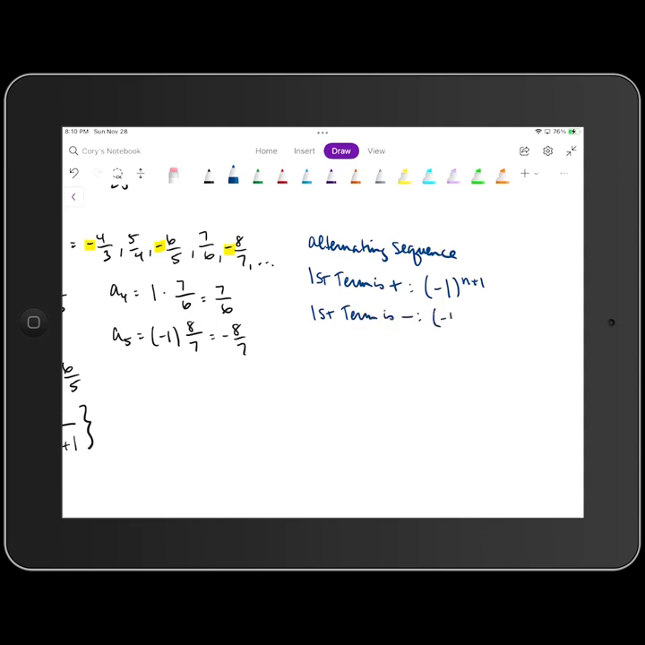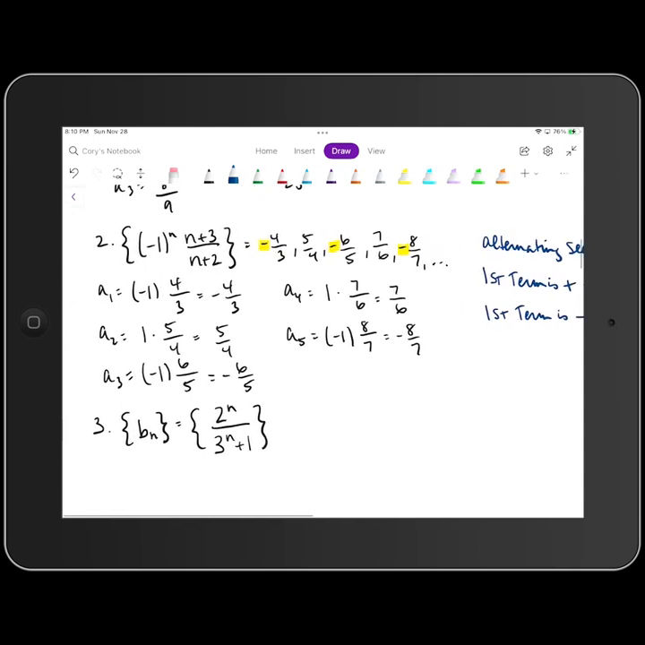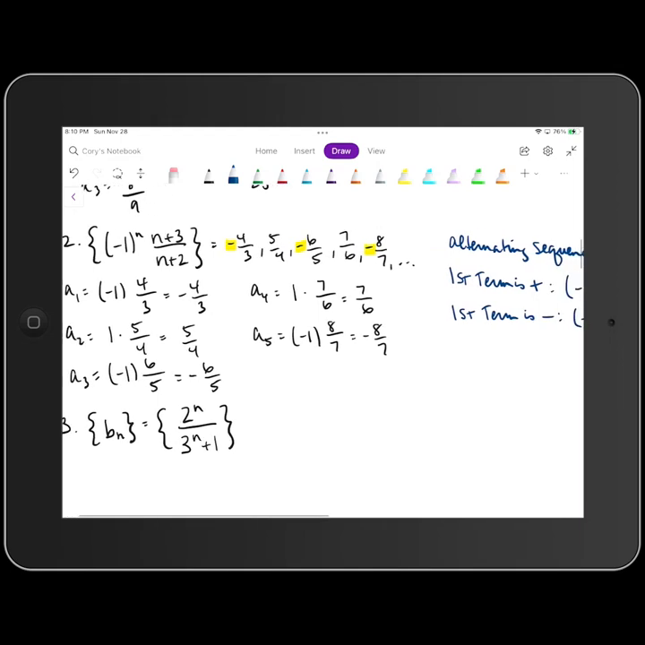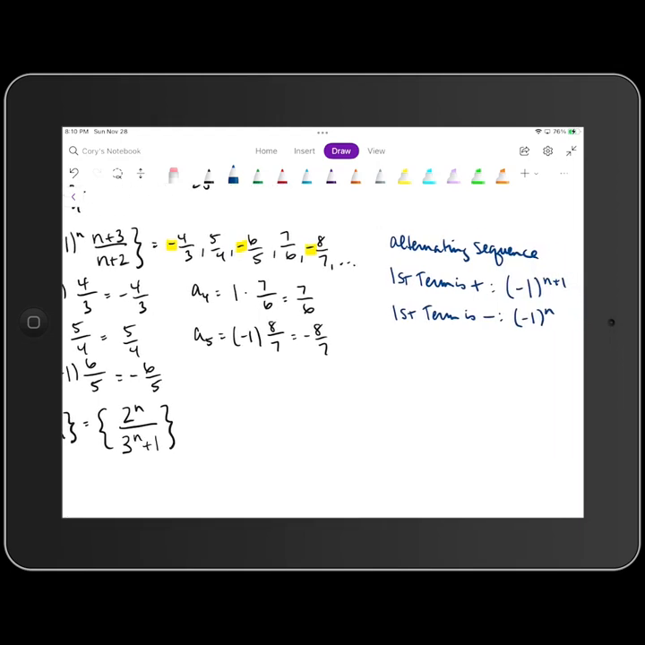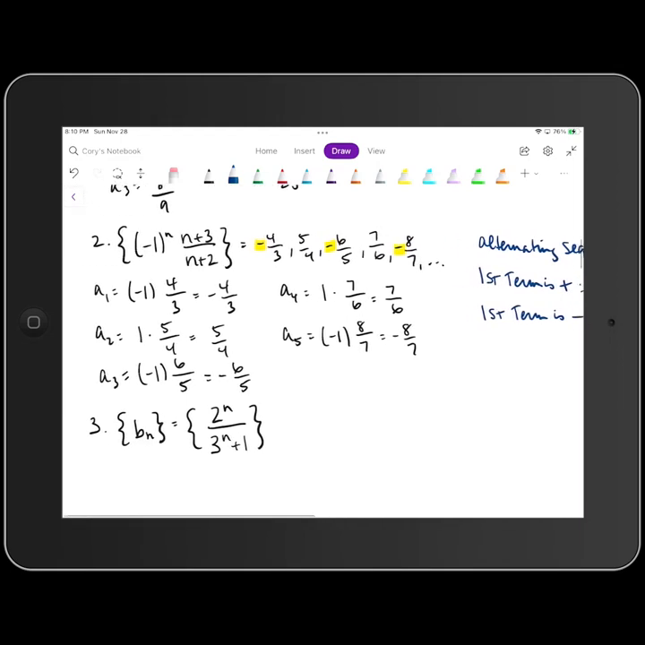Okay, if the first term is negative, you will often have a factor of negative 1 raised to the n power. Because if I plug 1 in the place of n in that formula, we're going to get negative 1 to the first power, which is negative 1. And usually that's going to give you a negative value for the first term in that sequence. And when we look here at that formula, we do have negative 1 raised to the n power. So that first term is in fact negative here.